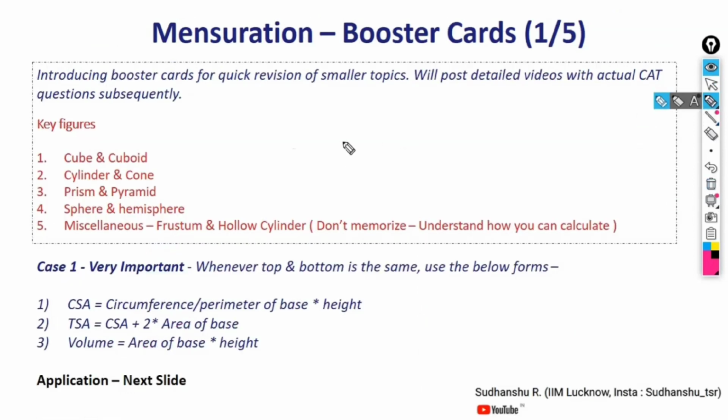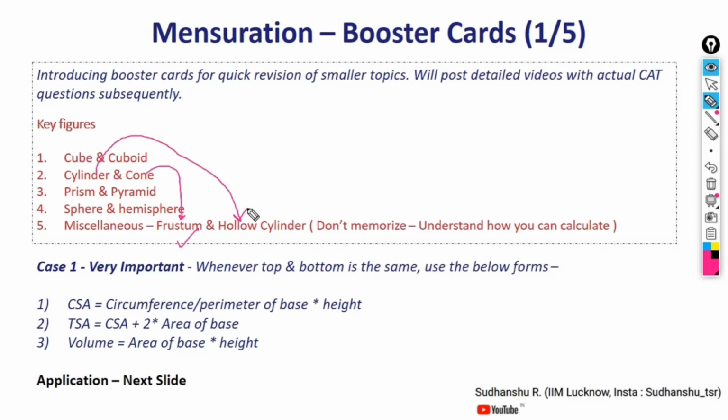So mensuration, let's see what are the key figures. The key figures, if you see, are cube, cuboid, cylinder, cones. Then you have prism and pyramids, spheres and hemispheres, and then there are some miscellaneous figures like frustum, which is obtained out of the cones. And there are hollow cylinders, which are again a variation of cylinders. So let's see how do we simplify the concept.